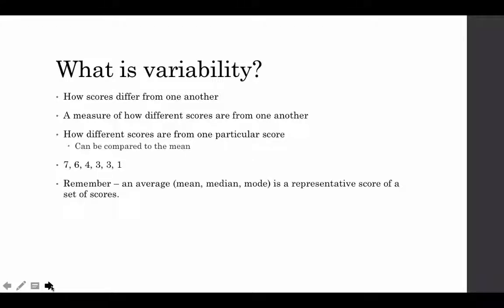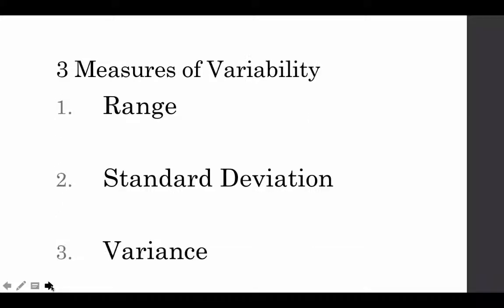So remember, when we talk about average, we could be referring to mean, median, or mode. And when we get into variability, again, we have our three main areas. It's range, standard deviation, and variance.